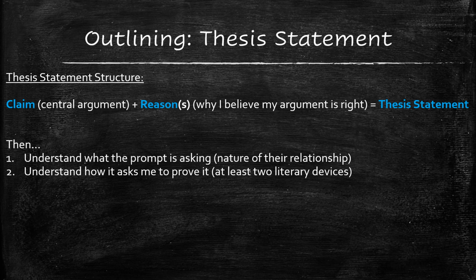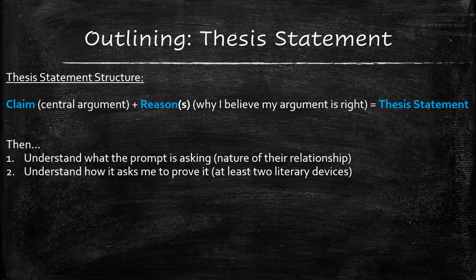remind myself of those two steps I use in completing my thesis statement. The first is understanding what the prompt is asking me. And I've already done that before, right? I understand that it's asking me to describe the nature of Shakespeare's relationship with the Dark Lady. And that then is going to be my claim. So what argument am I making about their relationship?